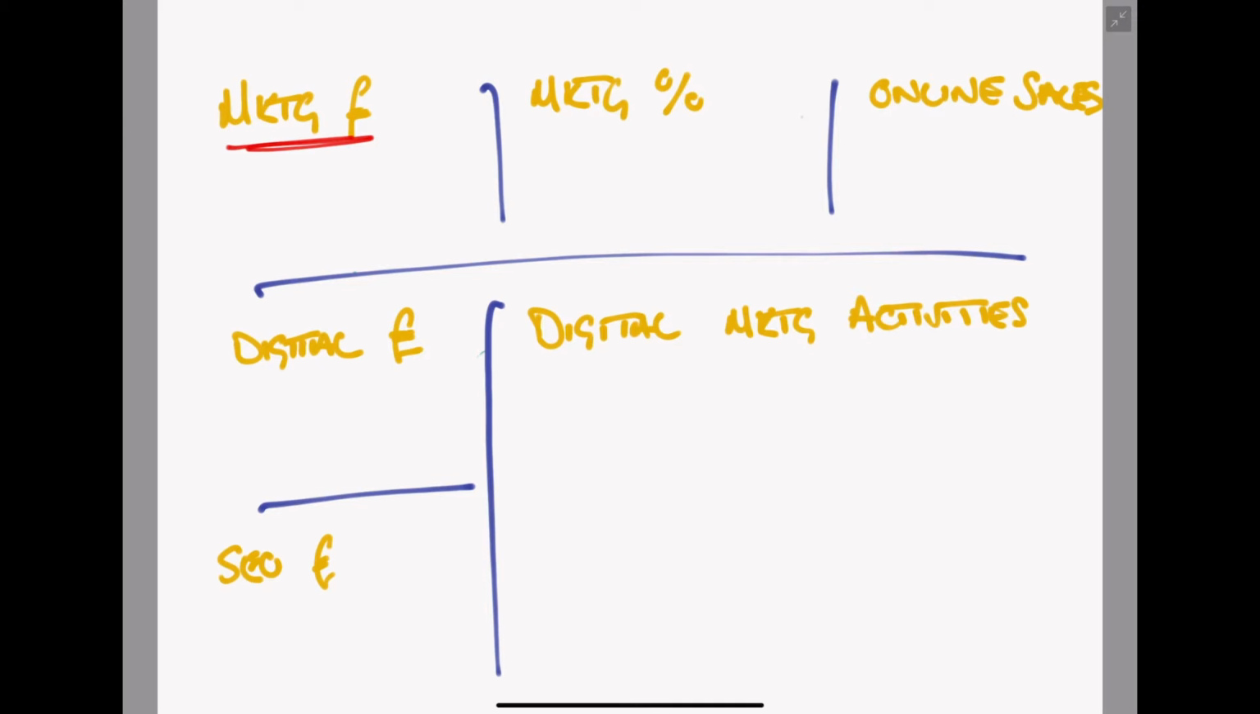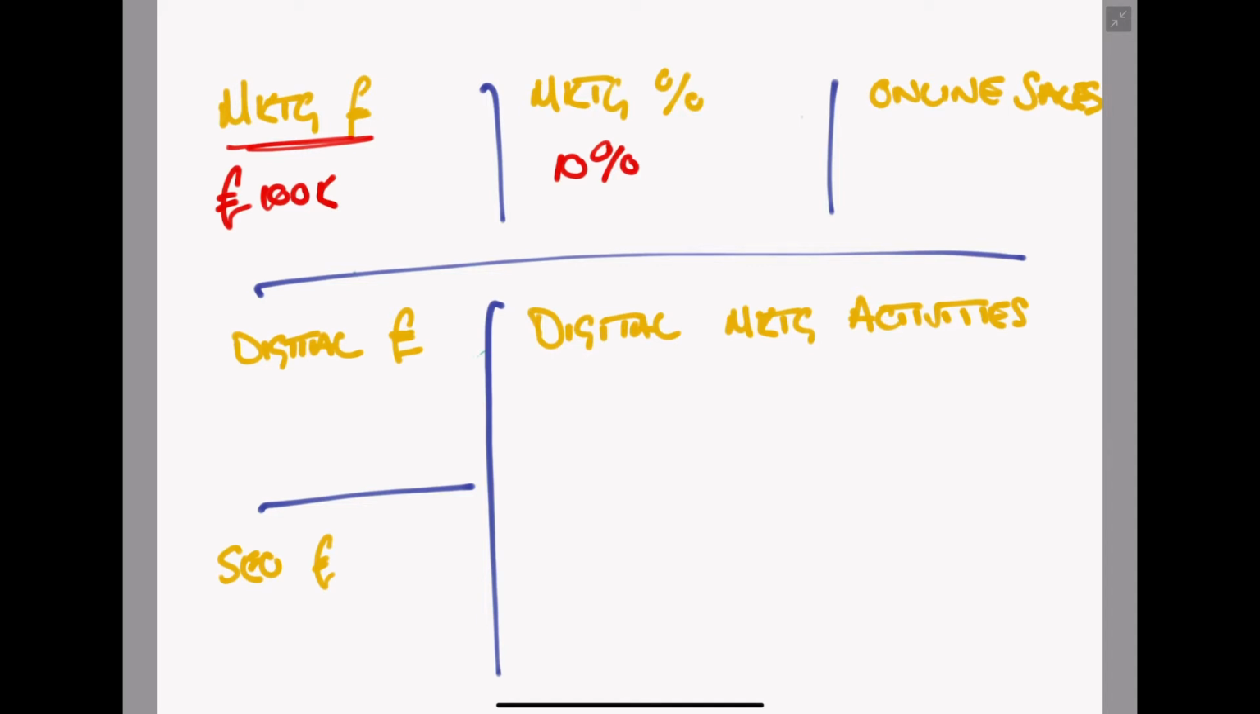So let's say that we're working with a company, for easy maths, that has a turnover of £1 million and they have a marketing budget of 10%. So their marketing budget is 100k. Perfect. And that is 10% of their revenue.